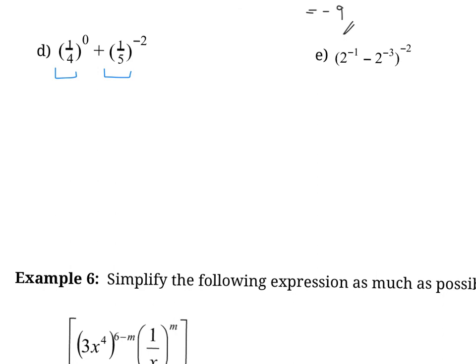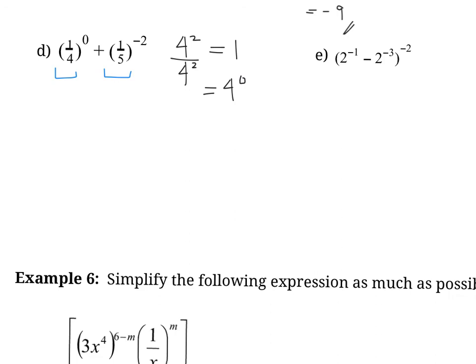Anything to the power of 0 is just going to be 1. The reason for that is, I'll show you an example. If we have 4 squared over 4 squared, we know that that's just equal to 1 because something divided by the same thing is 1. We also know it's 16 divided by 16. That has to be 1. If we were to simplify this using exponents, this would be 4 to the power of 2 minus 2, which would be 0.